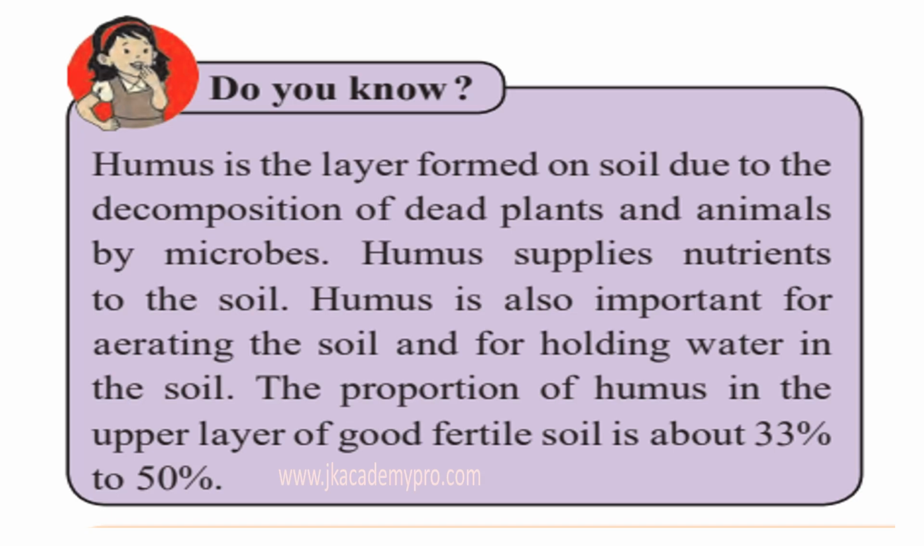So, humus supplies nutrients to the soil. Now, humus is also important for aerating the soil and for holding water in the soil. Now, the proportion of humus in the upper layer of good soil is about 33% to 50%.